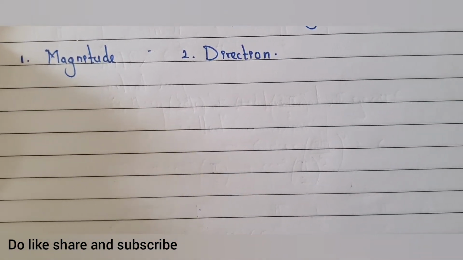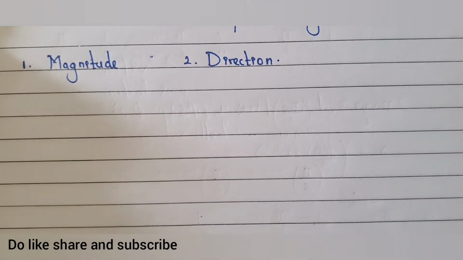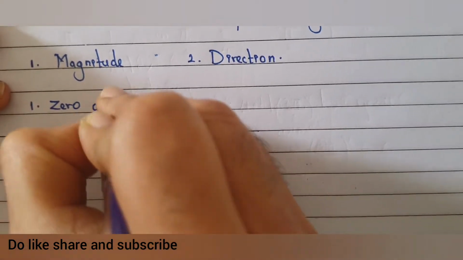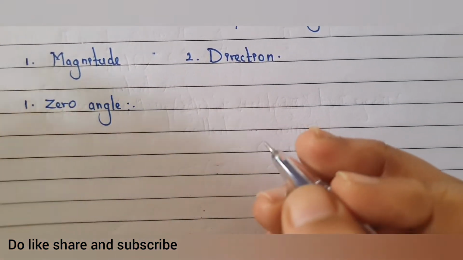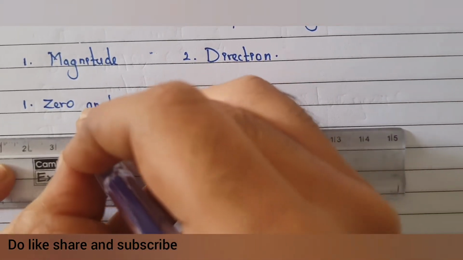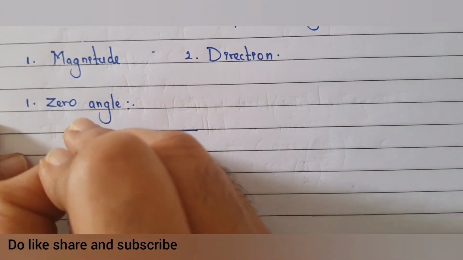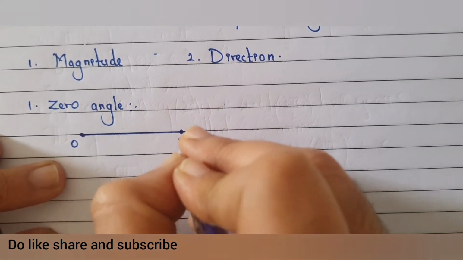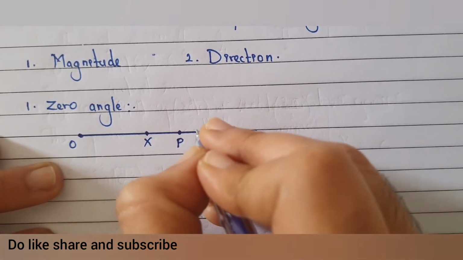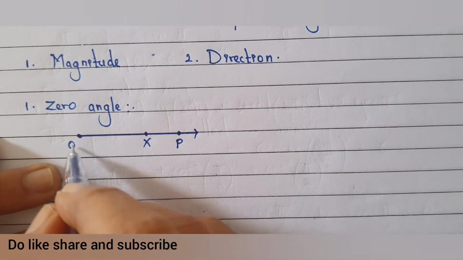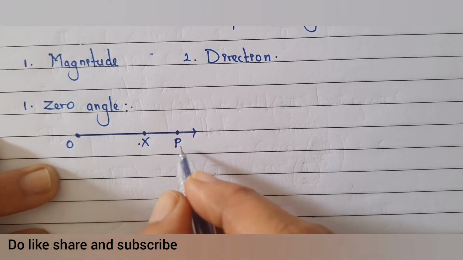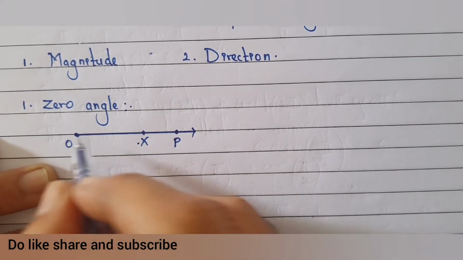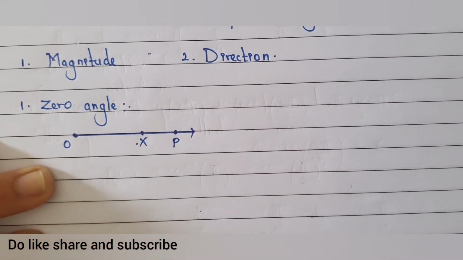Now, in magnitude, we have first a point, that is zero angle. Zero angle means, let me draw a figure for your better understanding. This is vertex O, this is point P, and this is point X. So in the figure you can see that the initial ray and terminal ray coincide with each other and form zero angle. This is called as zero angle.